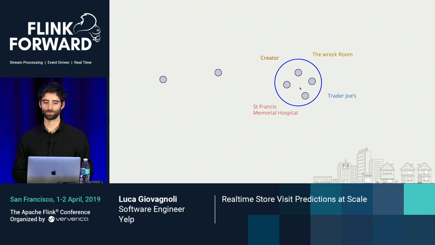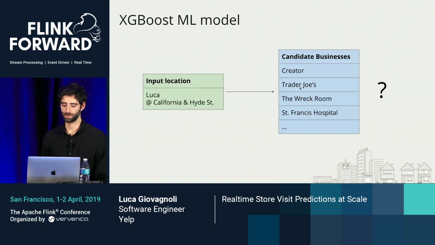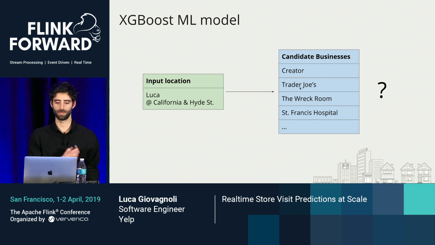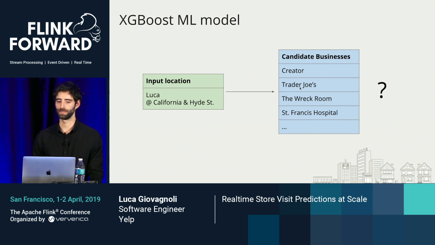The next step: we need to retrieve a list of candidate businesses that the user might be interested in visiting or might actually be visiting. And we need to rank them and get the best one for that specific user at that specific location. To answer this question, we built a machine learning model. For those who are curious, it's an XGBoost model. We're trying to answer the question: given this input location and this user, for example, Luca at California Street, what's the best business that Luca might be visiting among the list of candidate businesses?